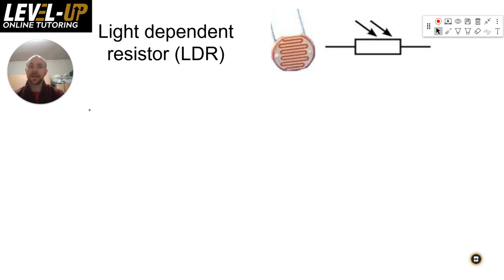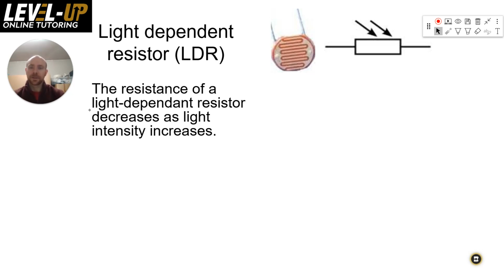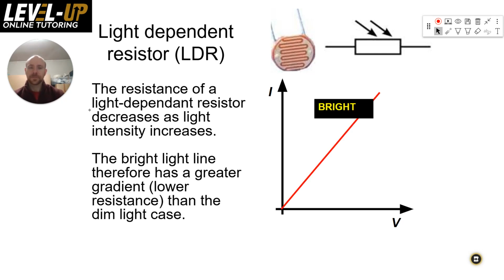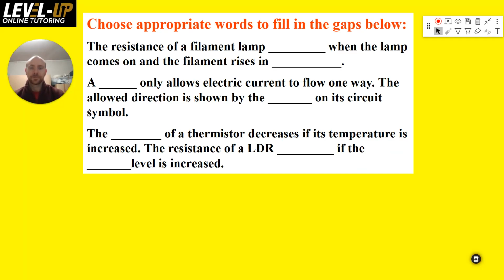LDR, light-dependent resistors, the same idea, but this time rather than temperature, you're talking about light intensity. So when there's more light, the resistance decreases. When there's less light, the resistance increases. So very similar. The graphs are very similar.